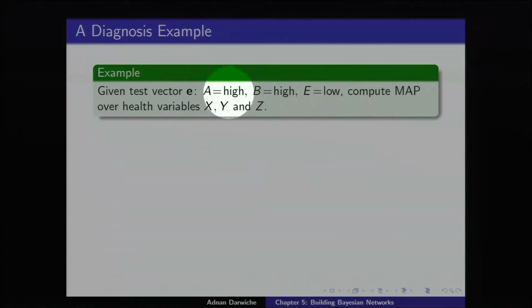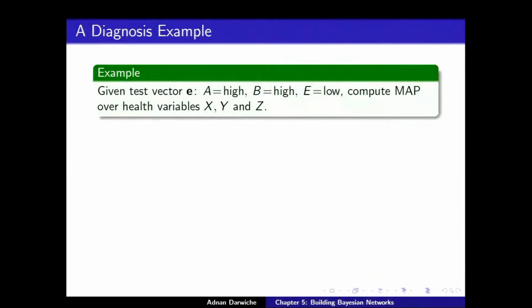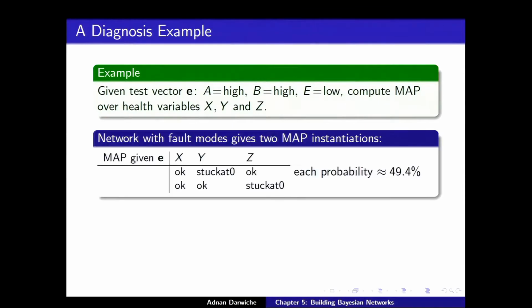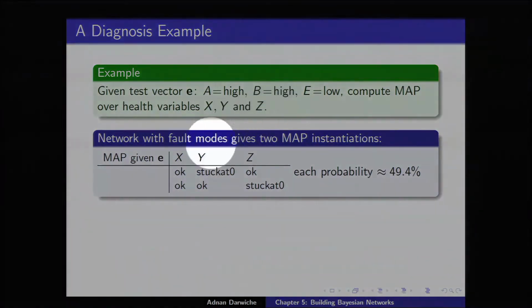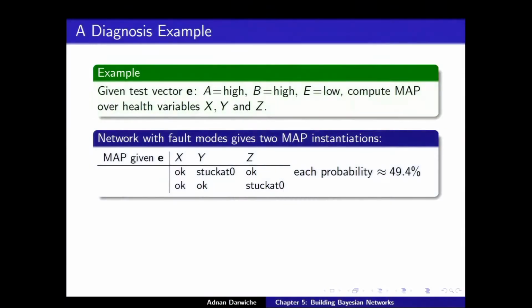And we asserted this as evidence and then computed the MAP over the health mode variables X, Y, Z to try to find out what's going on. What we got is 2 most likely instantiations of these variables, one blaming the Y component, and the other blaming the Z component. That basically leads to an ambiguity of what particular component is responsible. And what we ended up with last time was, how do we resolve this ambiguity?